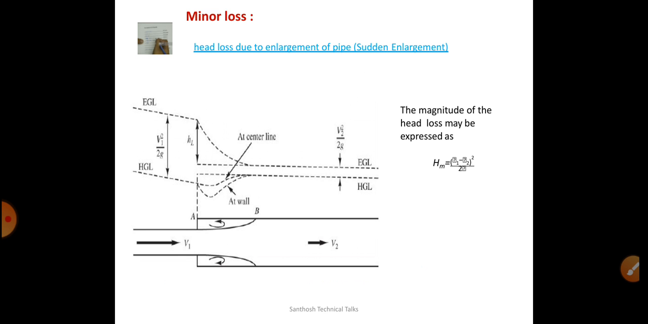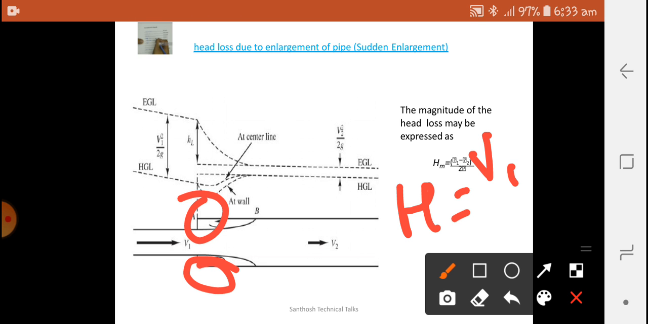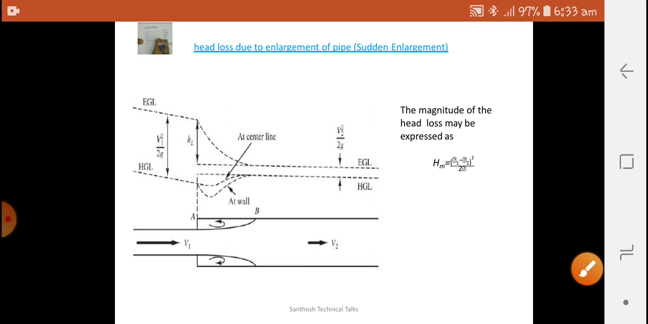And next is the sudden enlargement. Here, in the sudden enlargement, we have found some eddies forming. Therefore, we have to calculate the head loss by differentiating the velocities, like (v1 minus v2) the whole square divided by 2g. So this is the formula: (v1 minus v2) the whole square divided by 2g.